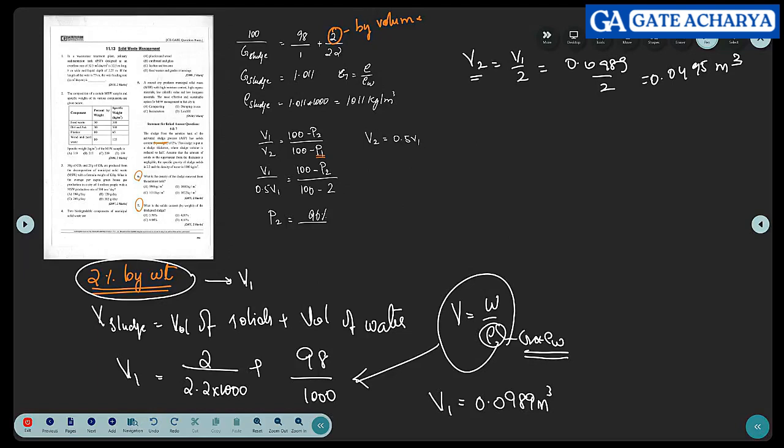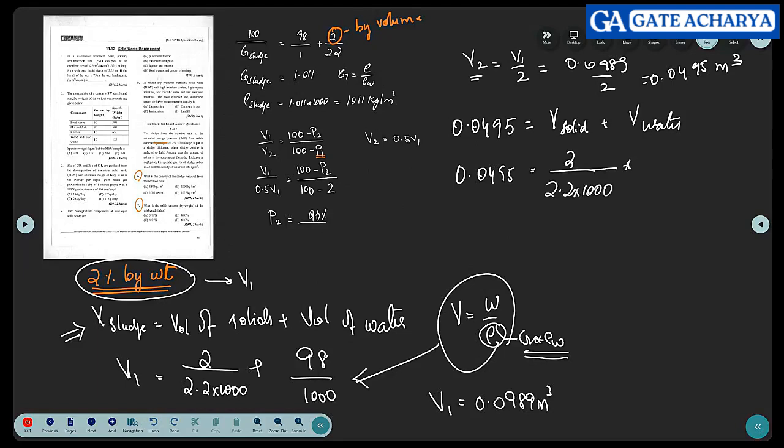So again apply this formula: 0.0495 equals the volume of solid plus the volume of water. 2 divided by 2.2 into 1000, and the volume of water changes, divided by 1000. Calculate what is the percentage volume of water.